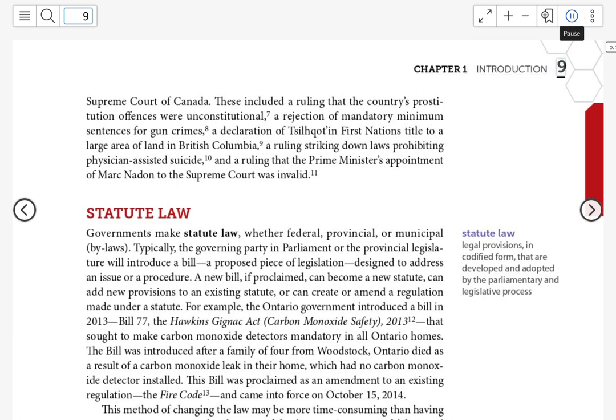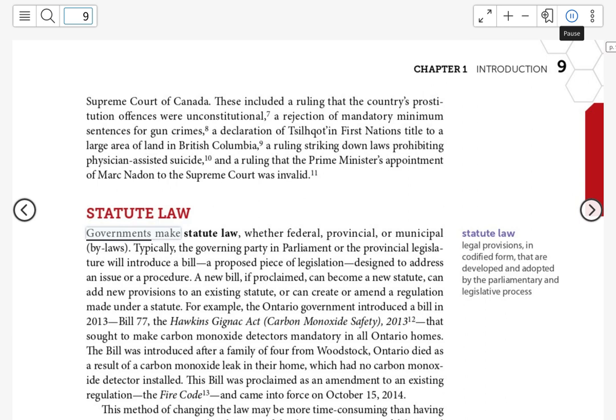Chapter 1 Introduction. These included a ruling that the country's prostitution offences were unconstitutional, a rejection of mandatory minimum sentences for gun crimes, a declaration of Tsilhqot'in First Nation title to a large area of land in British Columbia, a ruling striking down laws prohibiting physician-assisted suicide, and a ruling that the Prime Minister's appointment of Marc Nadon to the Supreme Court was invalid.